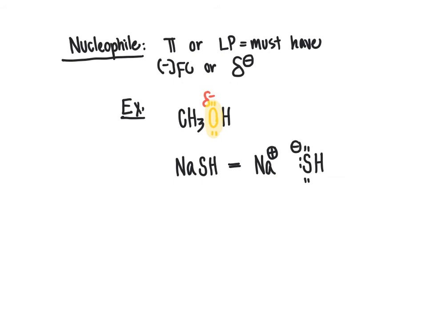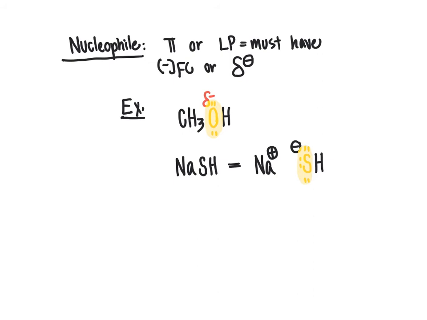And so looking at this Lewis structure for this ionic compound, we can certainly recognize that the sulfur atom is going to be able to act as a nucleophile because it is what has the lone pair. It's what has the negative formal charge or the negative polarization.